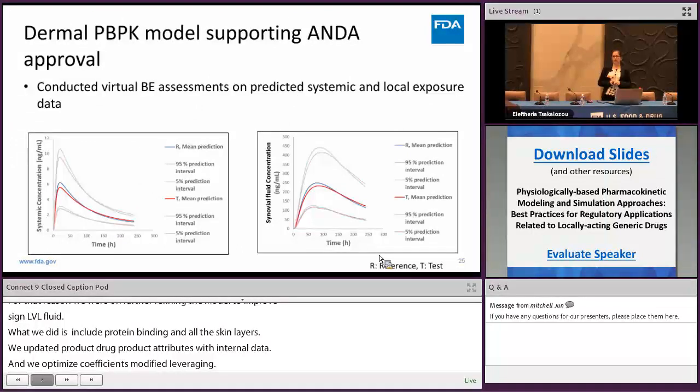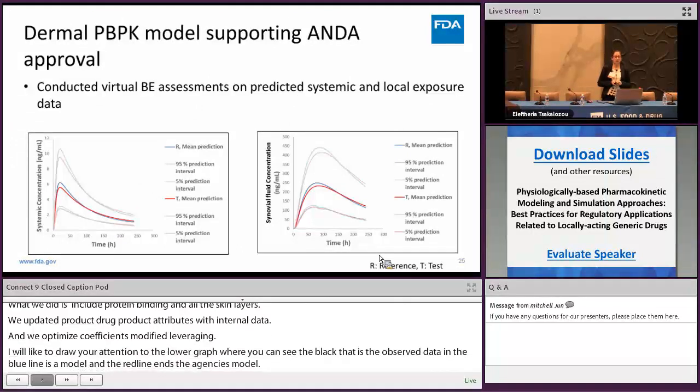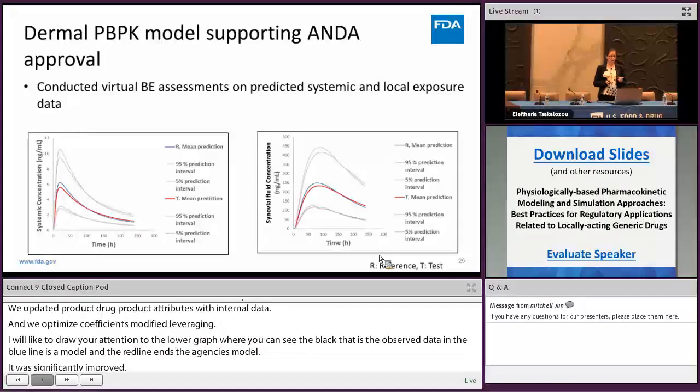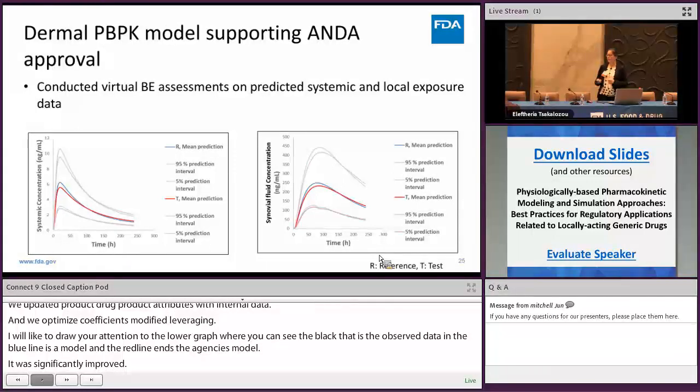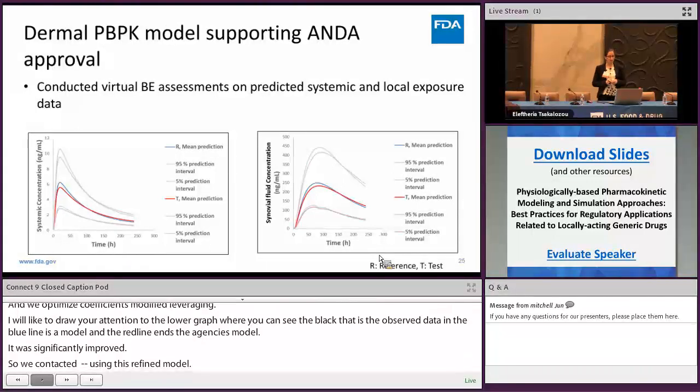So we conducted virtual bioequivalence assessments using this refined model. You can see how the predictions look in the systemic circulation on the left and in the synovial fluid on the right. The two products were found bioequivalent and the product was approved.